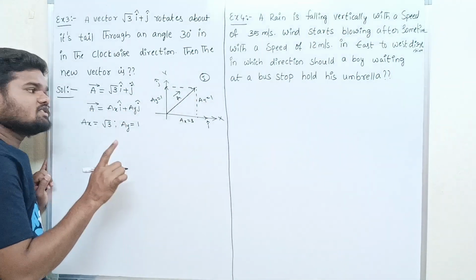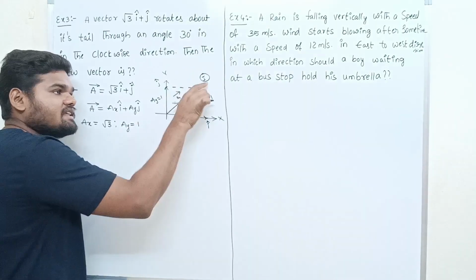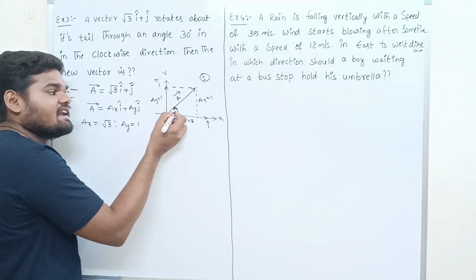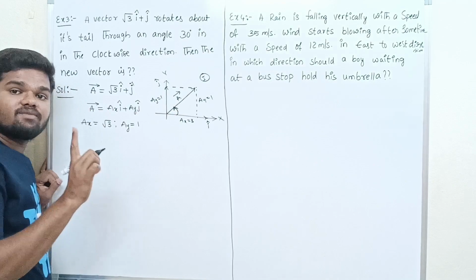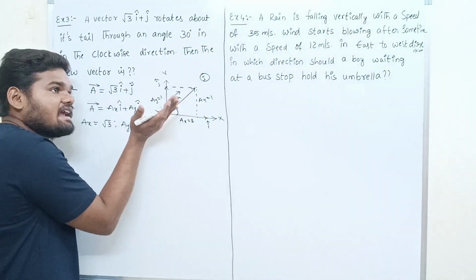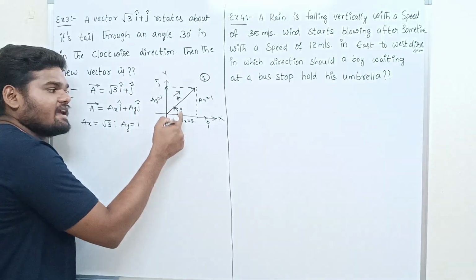Now I want to find the angle made by this vector with the positive x-axis, in the anti-clockwise direction. From the slope concept we are doing the same thing. This is a slope. We are taking an angle theta in the anti-clockwise direction towards the slope. So this is an angle theta.